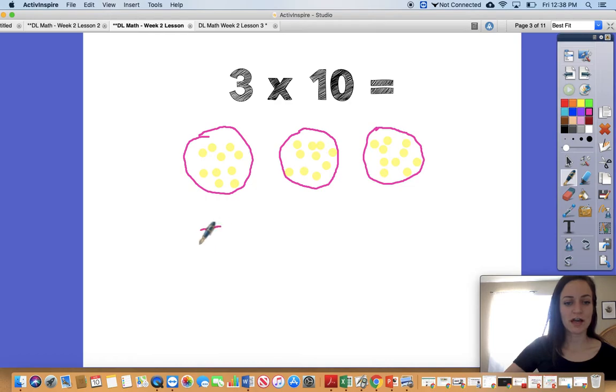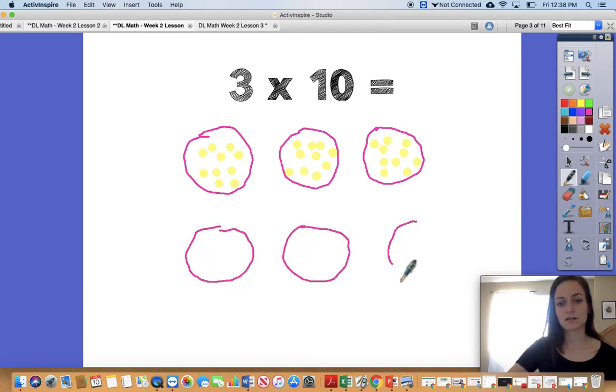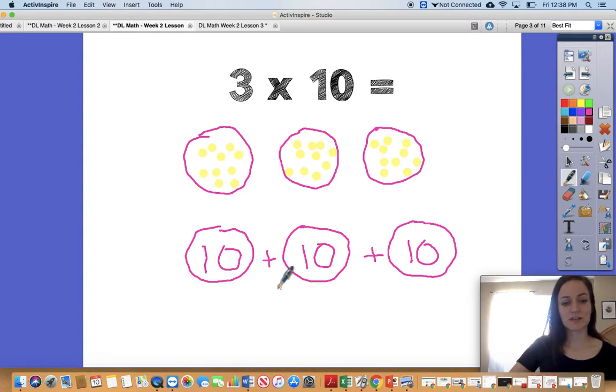Or I could draw it as 3 groups with 10 in each group, right? 3 groups of 10. Another way to think of this is I'm adding 10 3 times. 10 plus 10 plus 10, right? Now we can count by our 10s to help us find the answer. 10, 20, 30. 3 times 10 is 30.